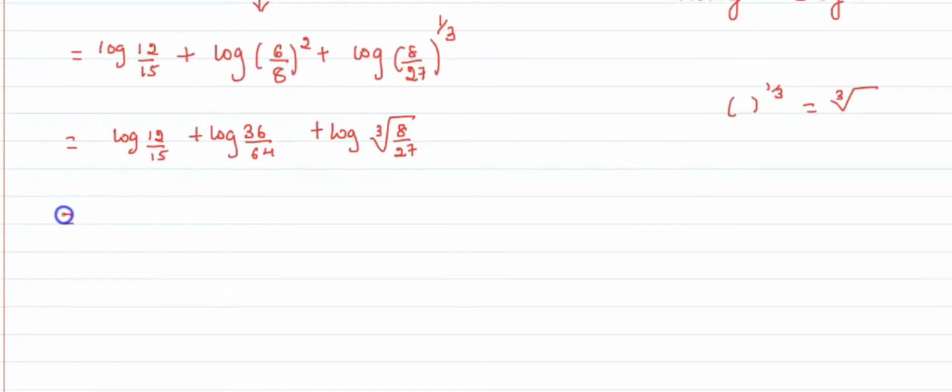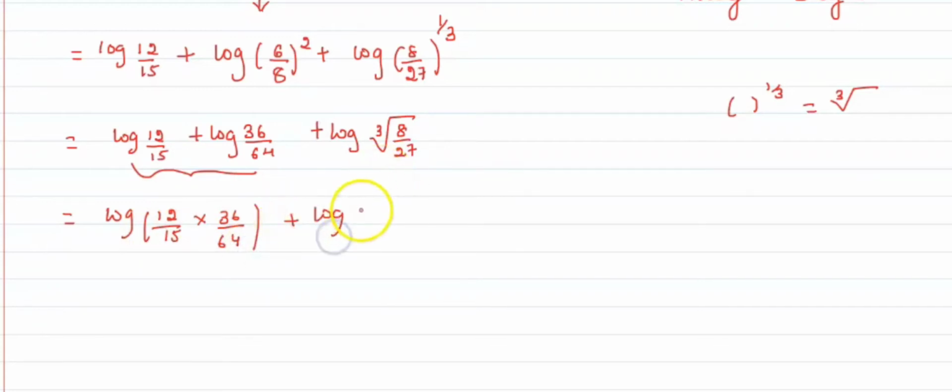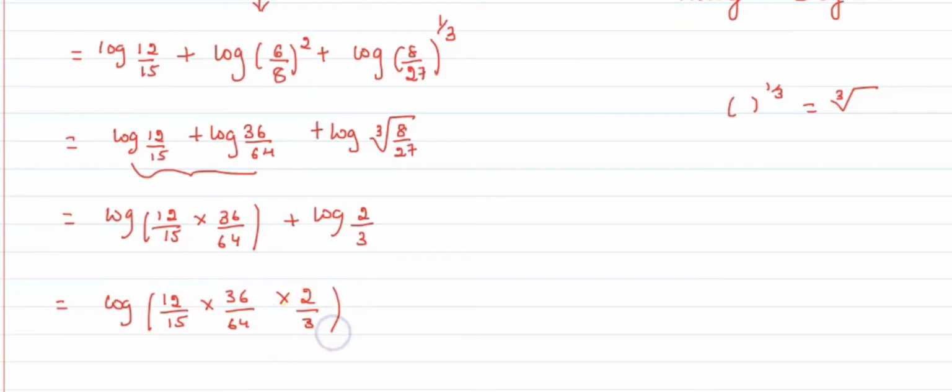Log a plus log b can be written as log of a into b. That is 12 by 15 multiplied by 36 by 64. And then for this one, the cube root of 8 is 2 and the cube root of 27 is 3. So together, all three I'll write as log of 12 by 15 multiplied by 36 by 64 multiplied by 2 over 3.